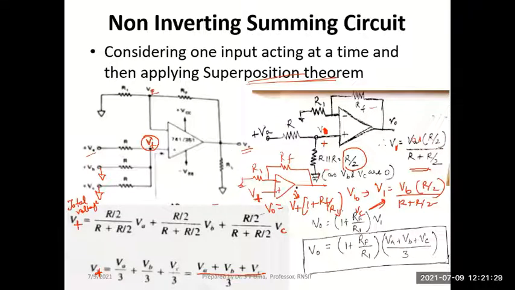And as I told you, the output voltage is V plus into 1 plus RF by R1, which is given as 1 plus RF by R1 into VA plus VB plus VC by 3. So this becomes our expression for the output voltage of the non-inverting summing amplifier circuit, which we discussed yesterday.